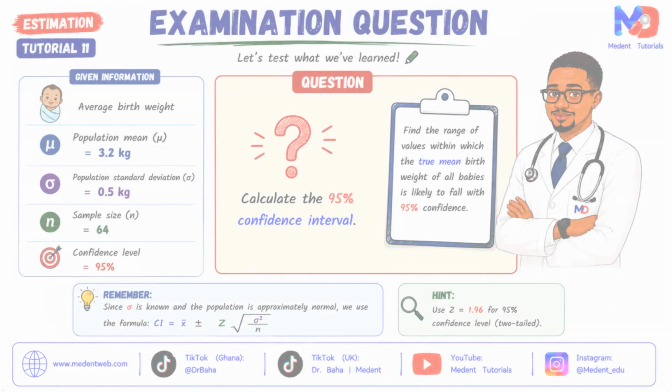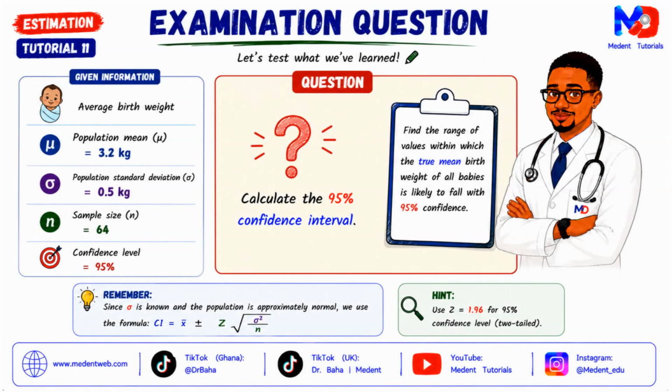Good. So now it's your turn. The average birth weight is 3.2 kilograms. The population standard deviation is 0.5 kilograms. And the sample size is 64. Using a 95% confidence level, pause the video and calculate the confidence interval before we work through the solution together. So pause it.